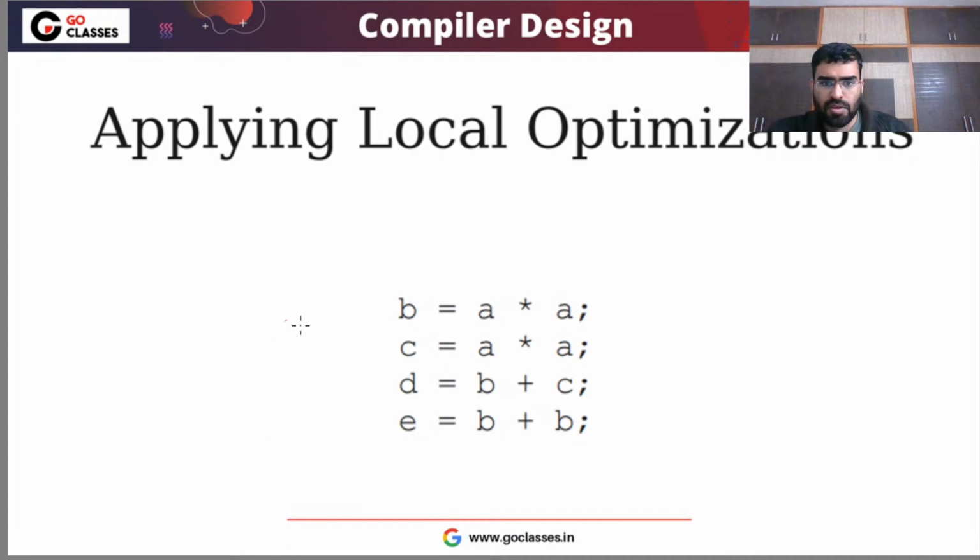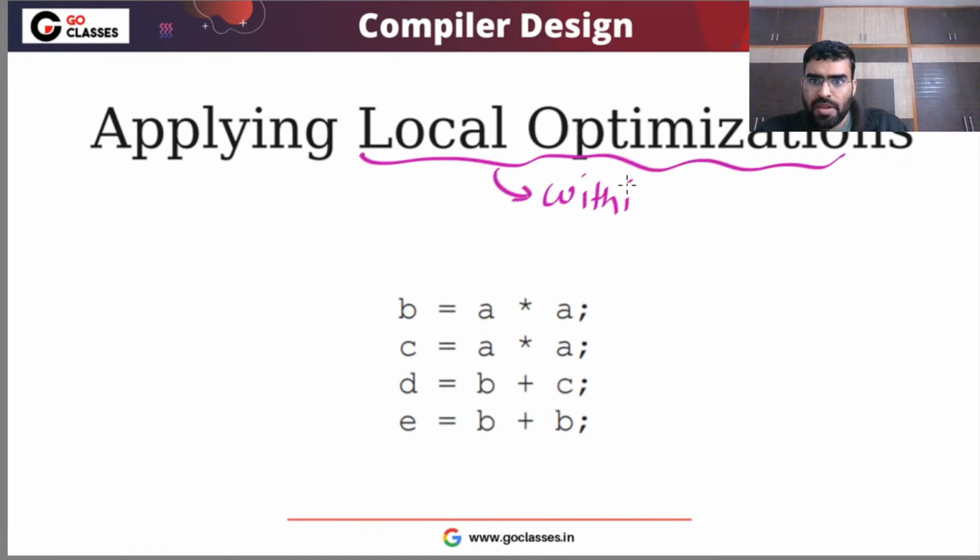Let me know. Now let's see. If you have this program, local optimization, what does that mean? Local optimization means within a basic block. This is the definition of local optimization, within a basic block.